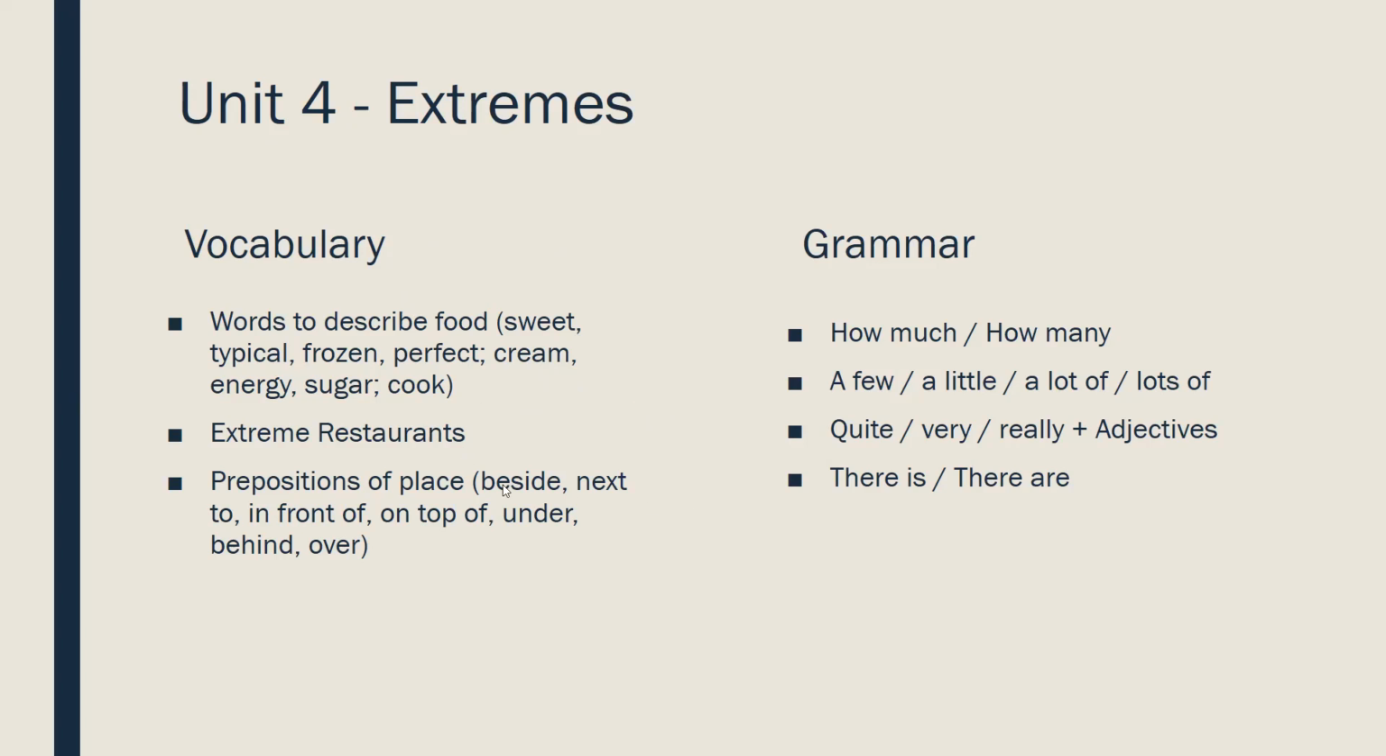All right. So in this unit, we also talked about extreme restaurants. We talked about prepositions of place, like, for example, beside, next to, in front of, on top of, under, behind, over. So these are examples of prepositions of place.